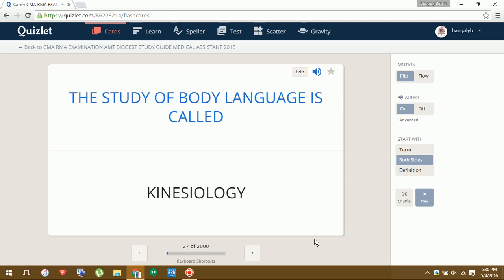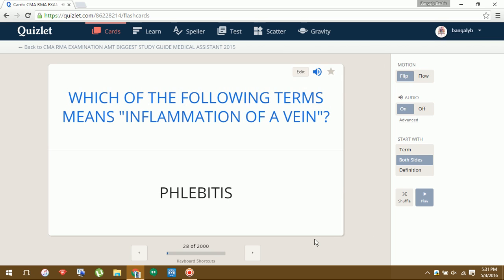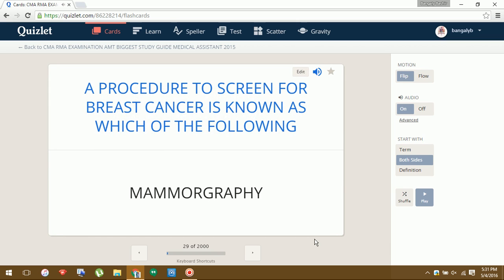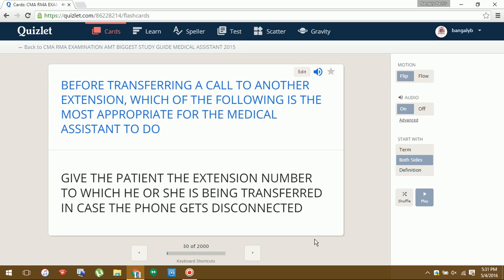The study of body language is called kinesiology. Which of the following terms means inflammation of a vein? Phlebitis. A procedure to screen for breast cancer is known as which of the following? Mammography. Before transferring a call to another extension, which of the following is the most appropriate for the medical assistant to do? Give the patient the extension number to which he or she is being transferred in case the phone gets disconnected.